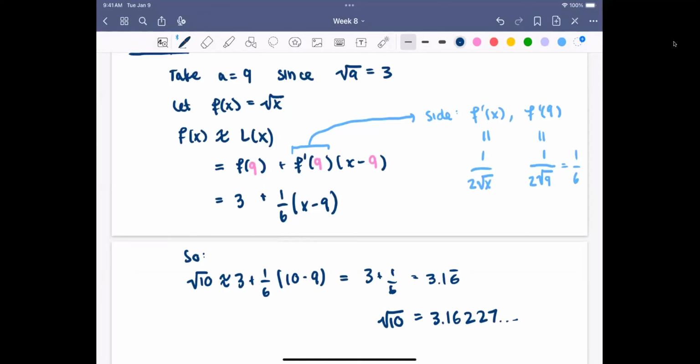Yeah. Again, after you do the f of 9 and 100, why is the first term 3? Because f of 9 is 3, because f is square root. Yeah. Are there other questions?